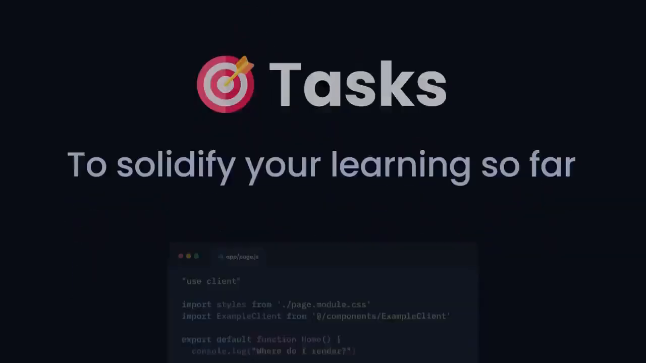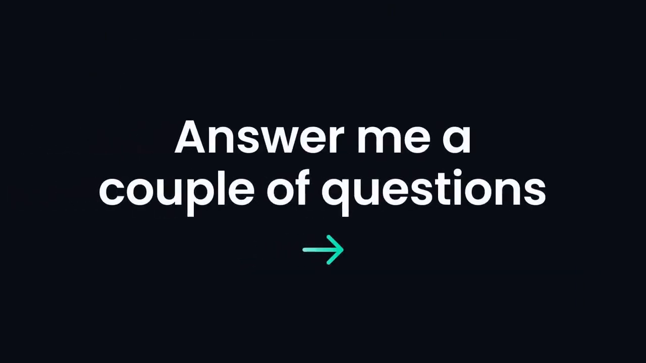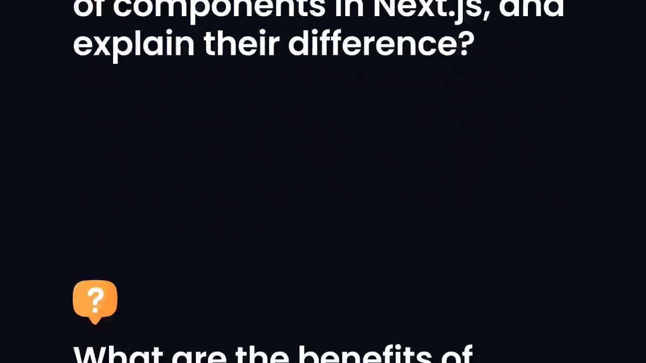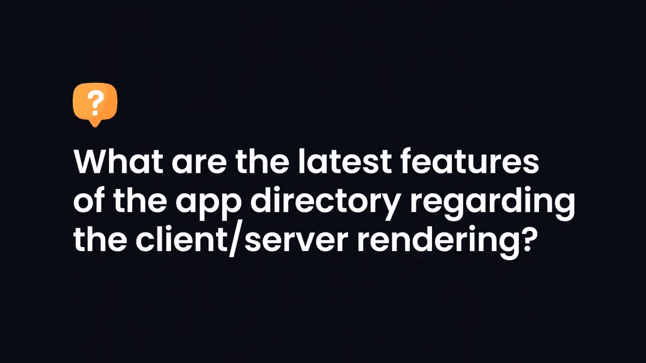But now, before we dive into yet another Next.js feature lecture, let's work on some tasks together to solidify your learning so far. Add the use client inside of the app page.js and see where the console logs are appearing then. And then answer me a couple of questions. I want to know. Please try to give me correct answers. What are the different types of components in Next.js and explain their difference? Okay, you're saying client and server. Okay, that seems good. What are the benefits of server-side rendering? Please don't forget SEO. We talked about that many times. And the last question is, what are the latest features of the app directory regarding the client-server rendering?